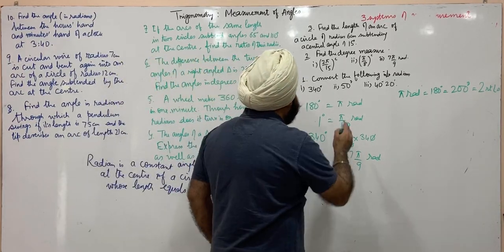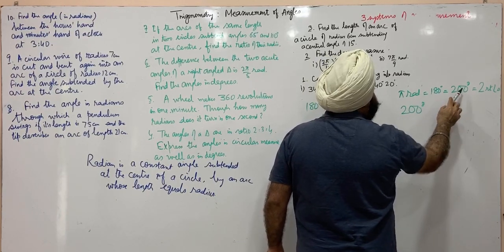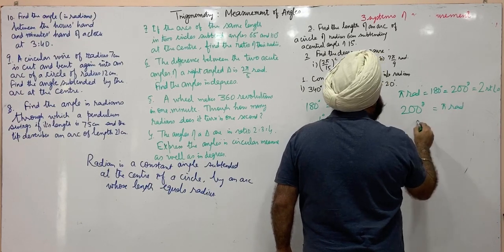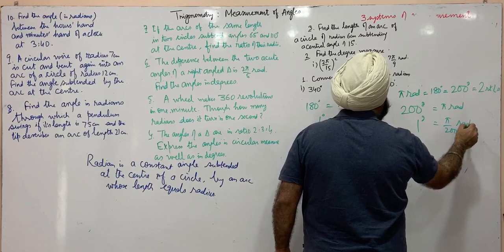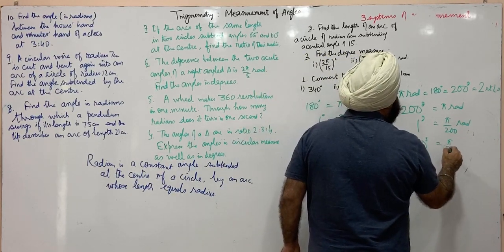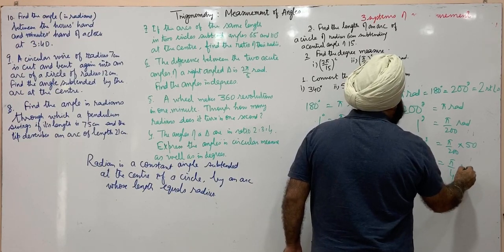Next part, we have 50 grades. We know 200 grades equal to pi radians. 1 grade is pi by 200 radians, and 50 grades will be pi by 200 into 50. That's pi by 4 radians.